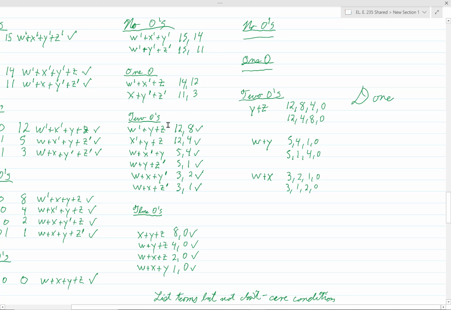But all the rest of these terms, fortunately, will combine, and you can see the combinations over here. For instance, 12 and 8 can combine with 4 and 0. 12 and 4 can combine with 8 and 0. 5 and 4 can combine with 1 and 0. 5 and 1 can combine with 4 and 0. 3 and 2 can combine with 1 and 0. And 3 and 1 combines with 2 and 0. So in making these pairings, all of these will get check marks. And so none of those is a prime implicate.